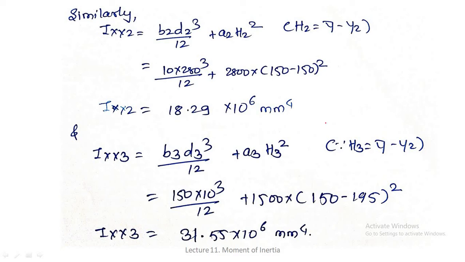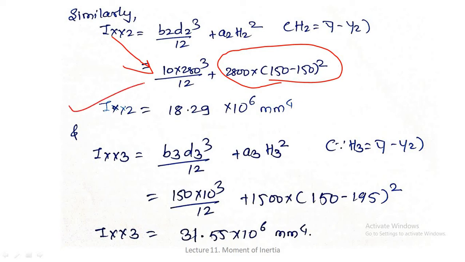Remember here that as the values of y bar and y2 are equal, 150 minus 150 will be equal to 0, and directly we have Ixx2 equal to 10 into 280 cube by 12, and that will give us 18.29 into 10 to the 6 mm raised to 4. So the value of Ixx2 is 18.29 into 10 raised to 6.